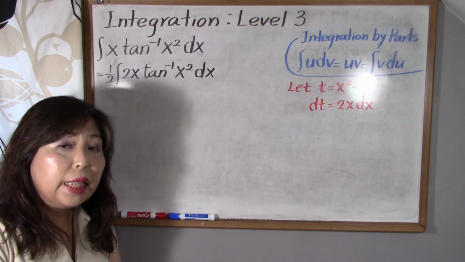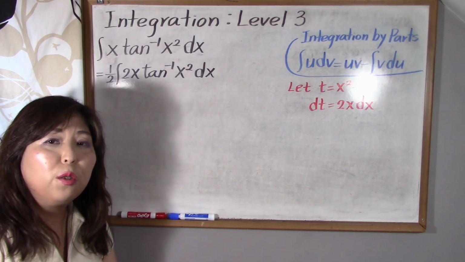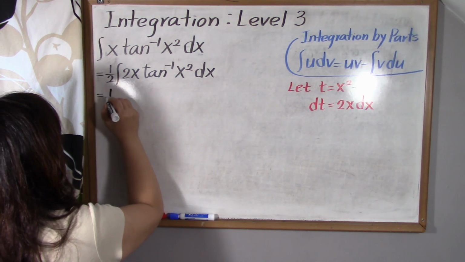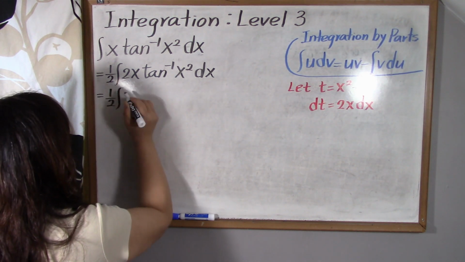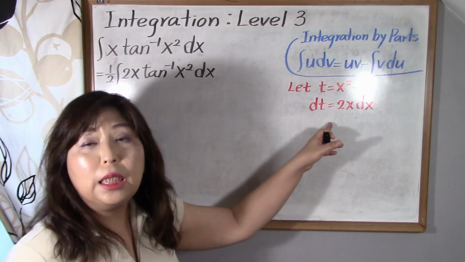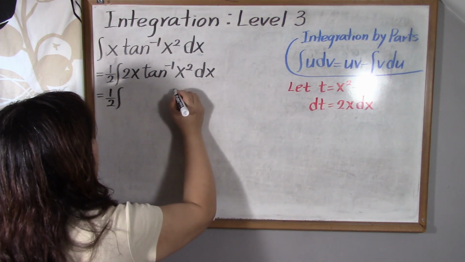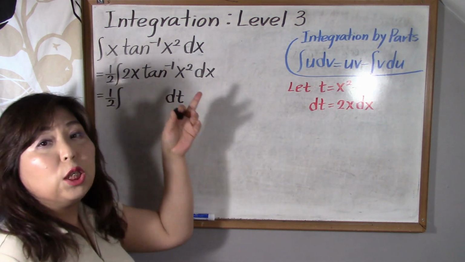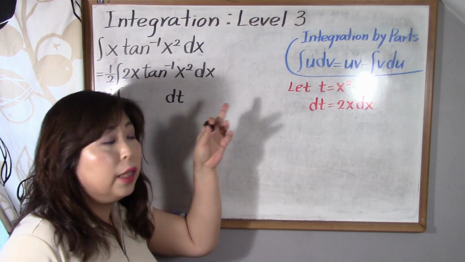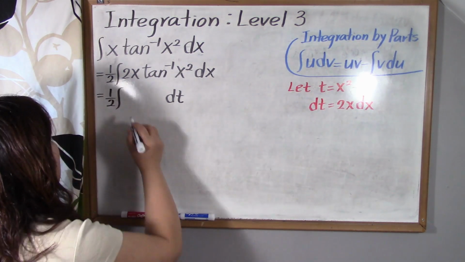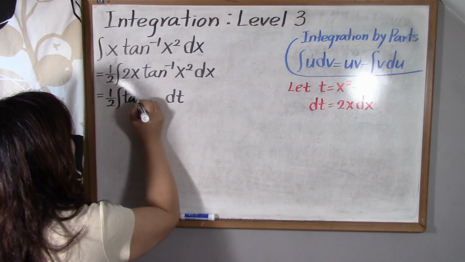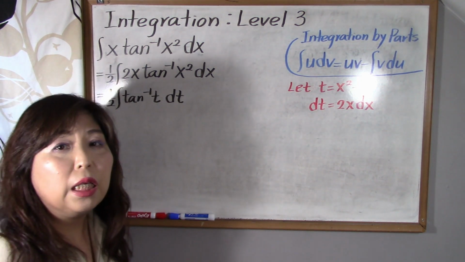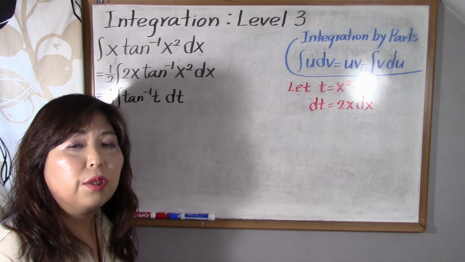Next, we're going to change the x variable to the t variable. So it is equal to 1/2 integral of, 2x dx is dt, so I'm going to put dt here. And then inverse tangent of x squared: x squared is t, so inverse tangent of t, because x squared is equal to t.